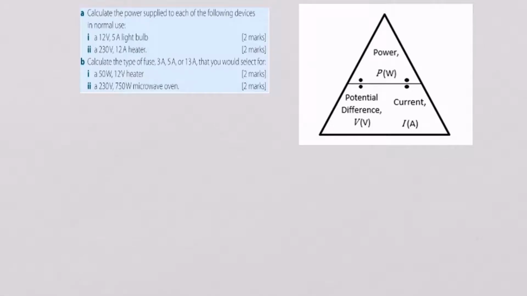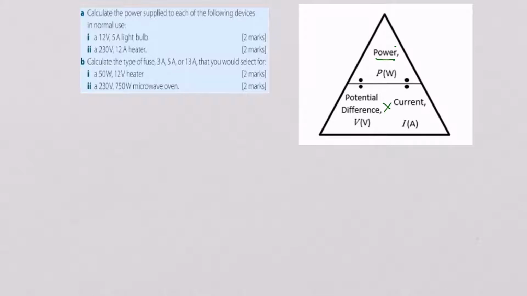This video is going to go through how to use the power equation. As you can see, the triangle over on the right hand side shows you that the power is equal to the potential difference, which is the voltage, times the current. Okay, so let's have a look at the first question for the example.